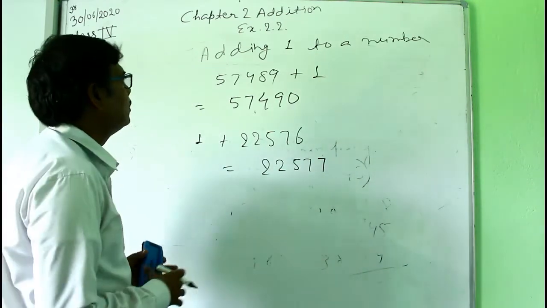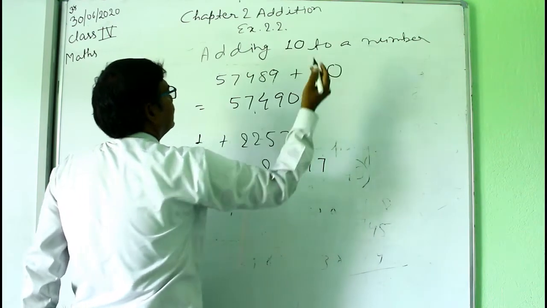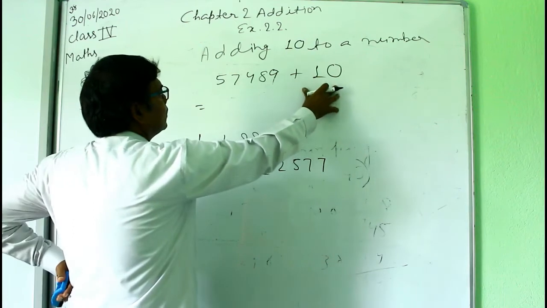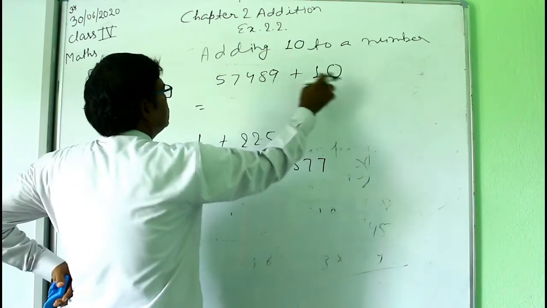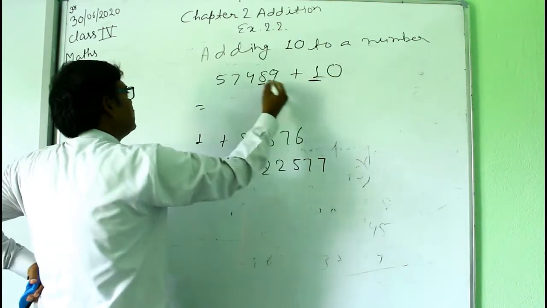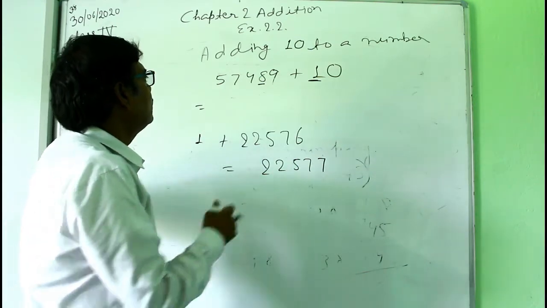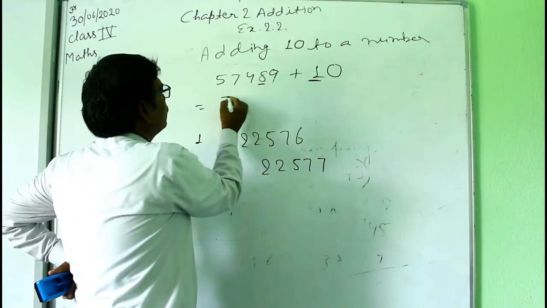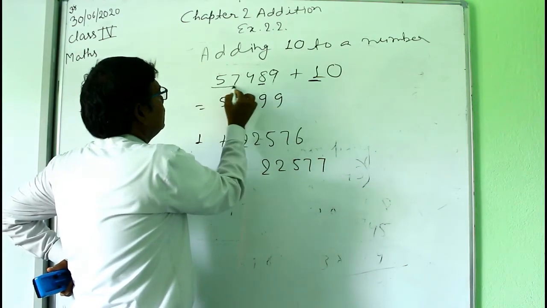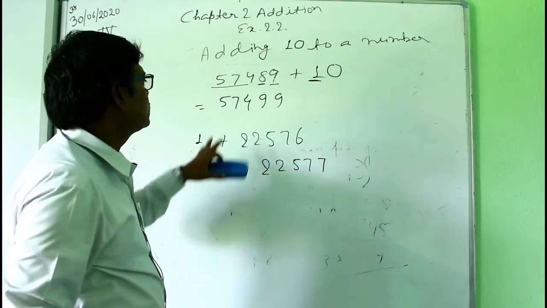Now when you add 10 to a number, suppose here 10, what is the answer now? When you add 10, there is no need to do 9 plus 0 and so on. Just see that 1 is at the tens place and here 8 is at the tens place. So add 8 and 1 only, and it will be 9. Then write here 9. So 5, 7, 4, 9 and 9. These digits remain the same, only this has changed, that is 8 plus 1.